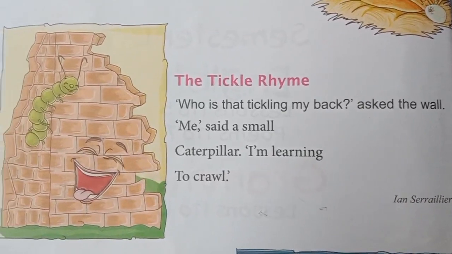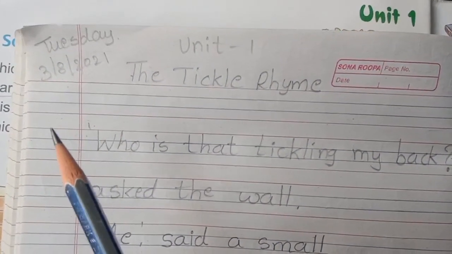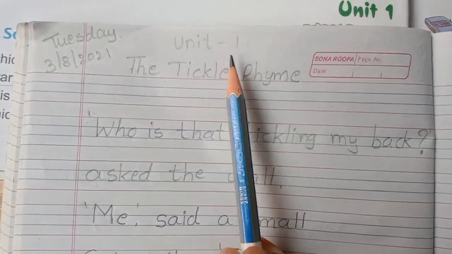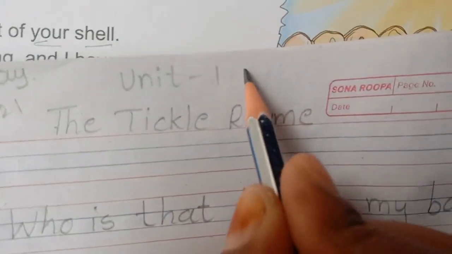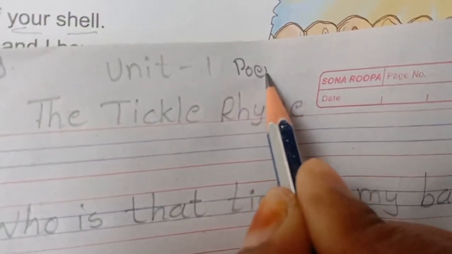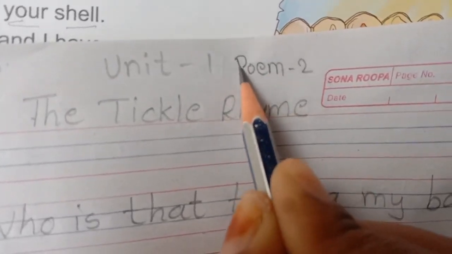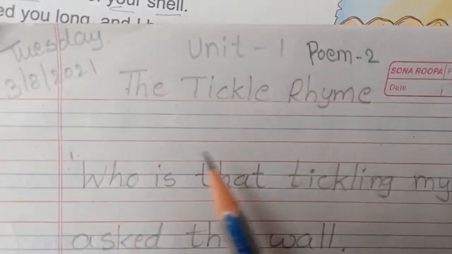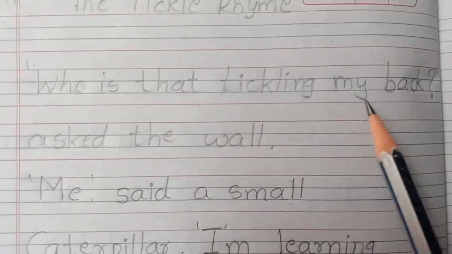Let me show you how to write in your 4-line notebook. See here. Put the date, 3rd of August 2021, Tuesday. Unit 1, the tickle rhyme. You can write poem number 2. One hen song we have already finished. This is poem number 2, the tickle rhyme. Who is that tickling my back?